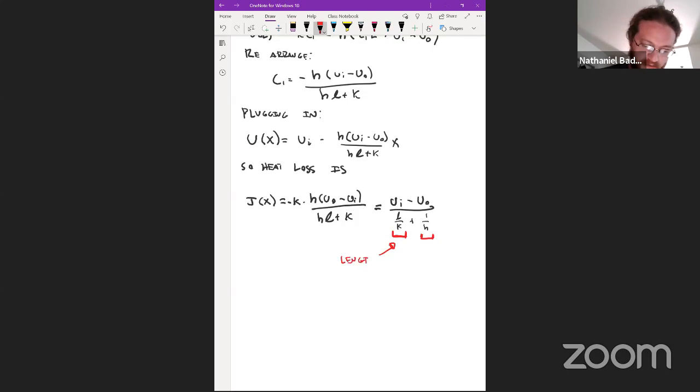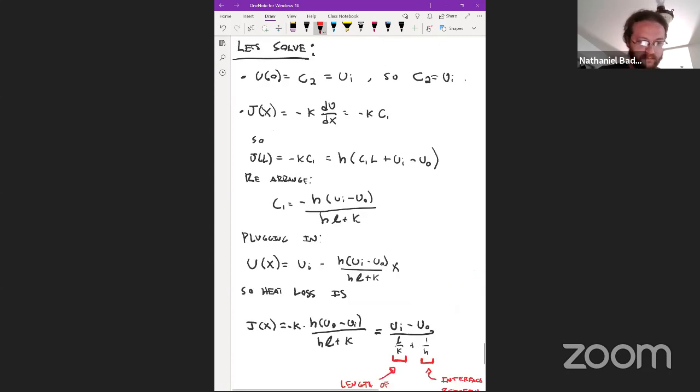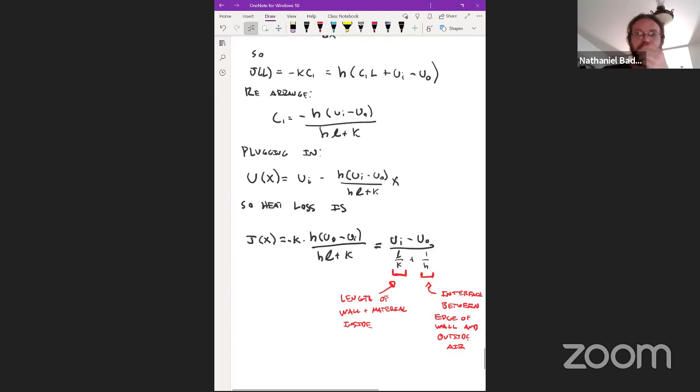And this only depends on the interface between the edge of the wall and the outside air. Okay, any questions?